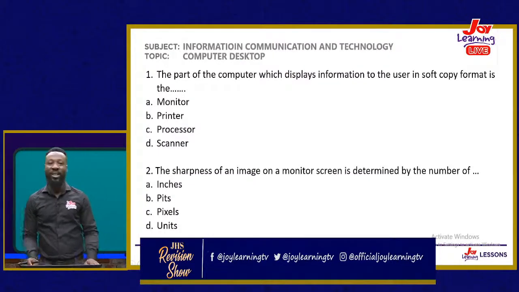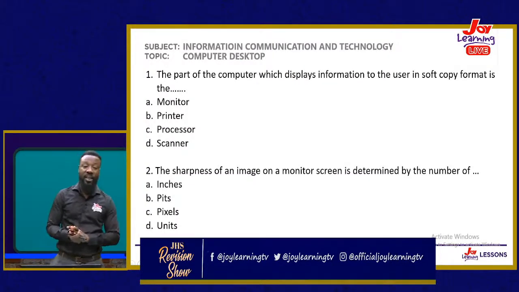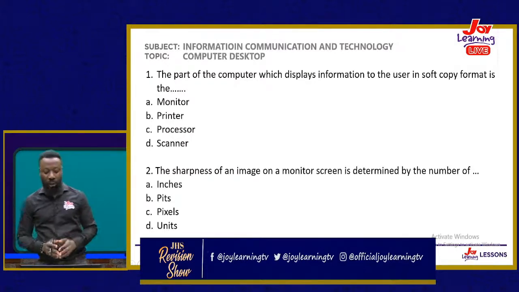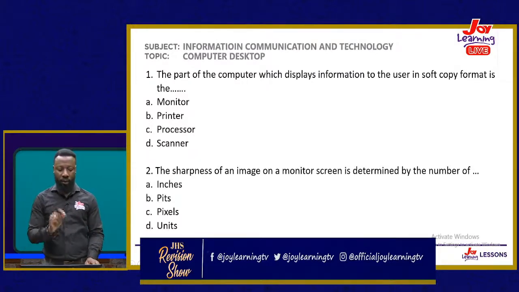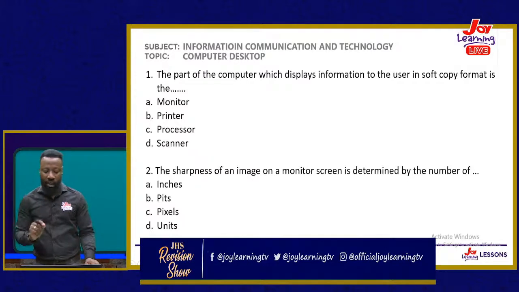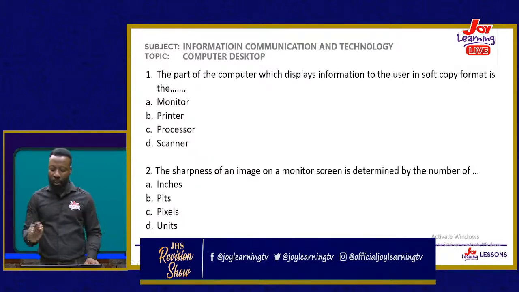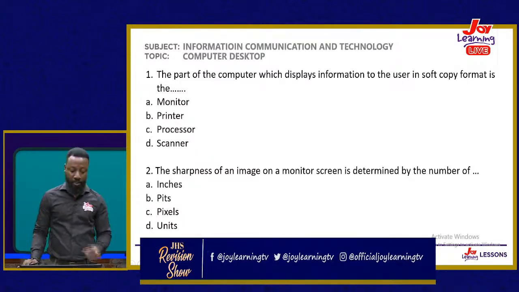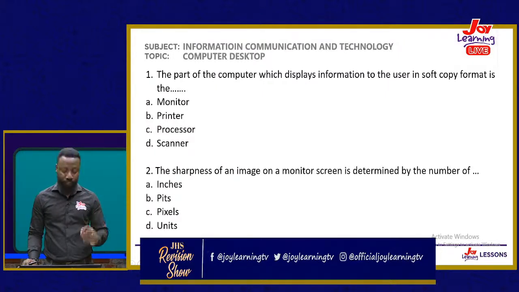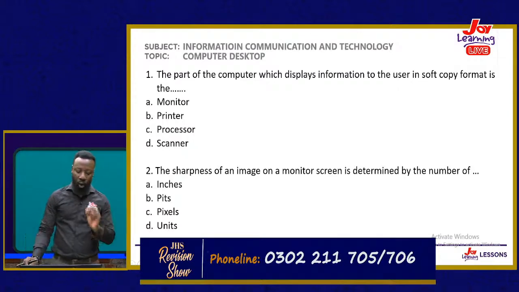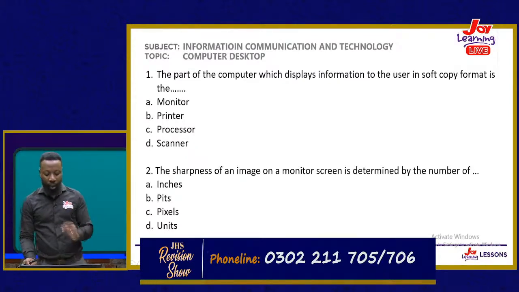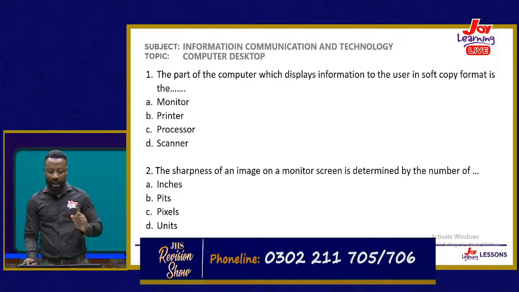Okay, so this is the first set of questions. Question one: the part of the computer which displays information to users in soft copy form is the? A. Monitor. B. Printer. C. Processor. D. Scanner.